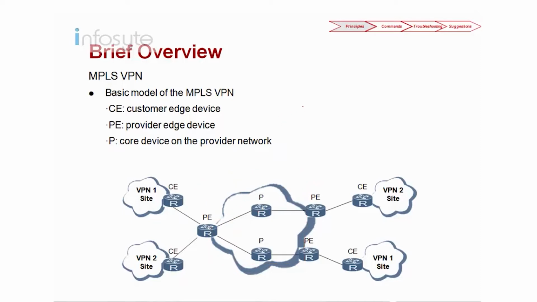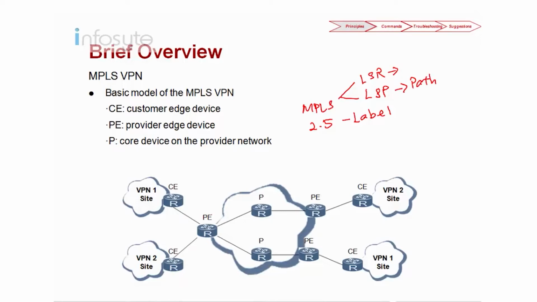As we know, MPLS is based on layer 2.5 and is based on labels. Based on MPLS, you need to know two things: the LSR and the LSP. The LSR is the label switch router, and the LSP is the label switch path. The LSR is the router that does the label switching, and the LSP is the path you are using.